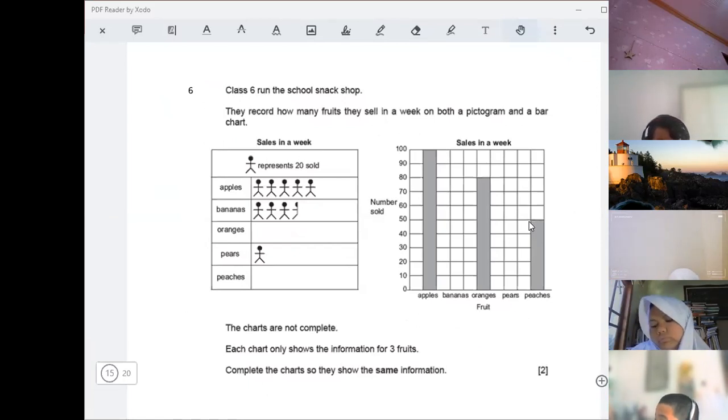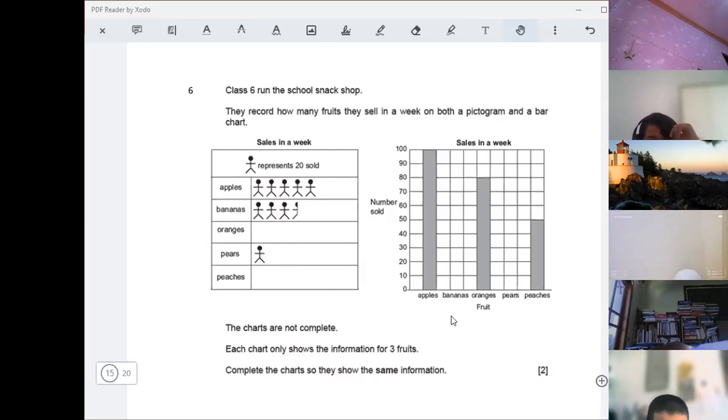Class 6 run the school snack shop. They record how many fruit they sell in a week on both pictogram and bar chart. So this one in the pictogram, this one is a bar chart. The charts are not complete. Each chart only shows the information for 3 fruits. Complete the chart so they show the same information.